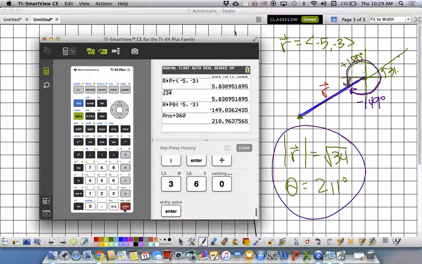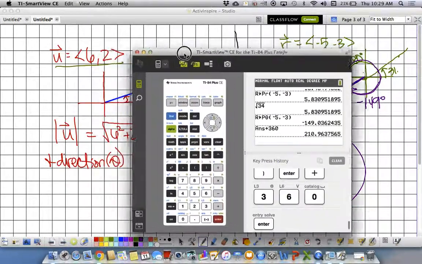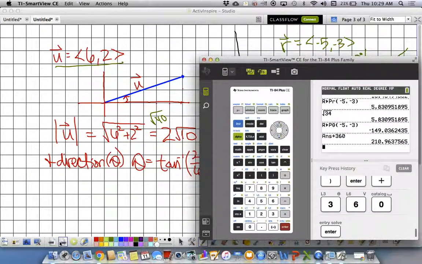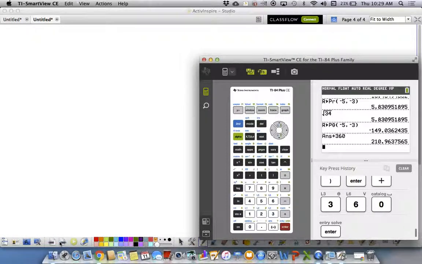I'm going to go to another page and we're going to talk about what happens if I only have the magnitude and direction. Can you go backwards and find your components, that x and that y? Yeah, you can. It just takes longer. If I give you the magnitude of 14.5 and the direction angle is 220 degrees, can you go backwards? Of course you can.